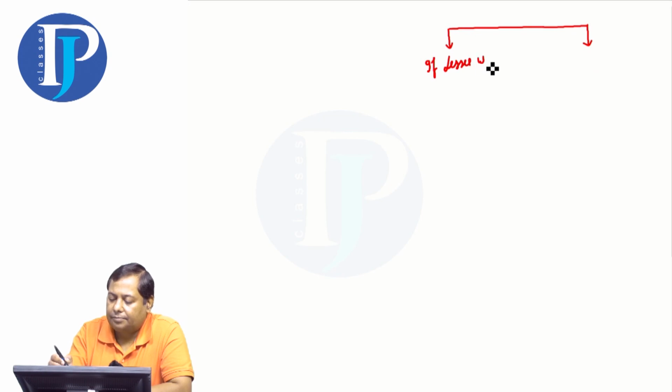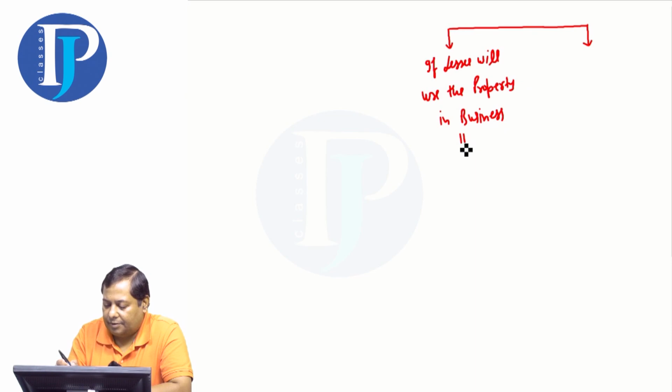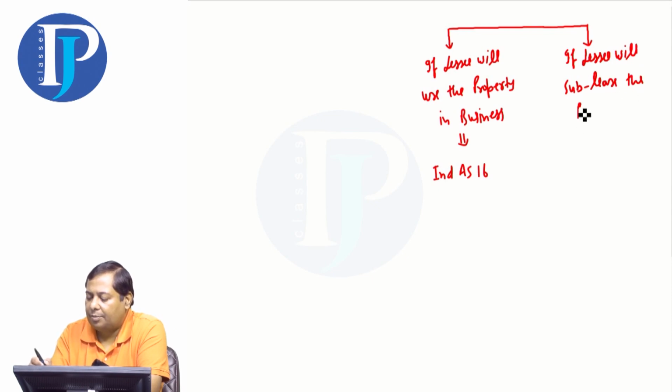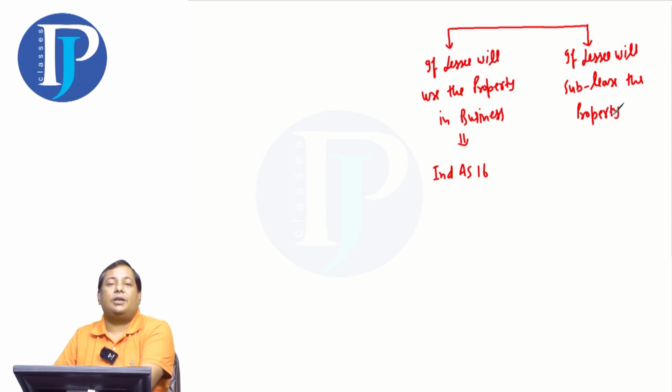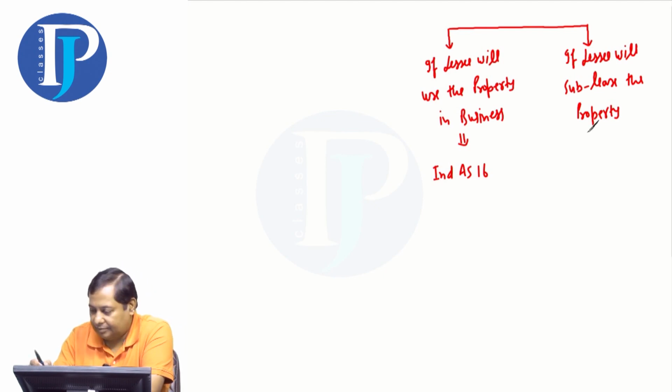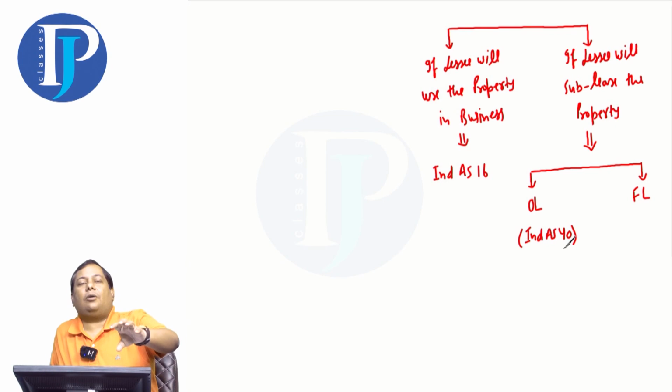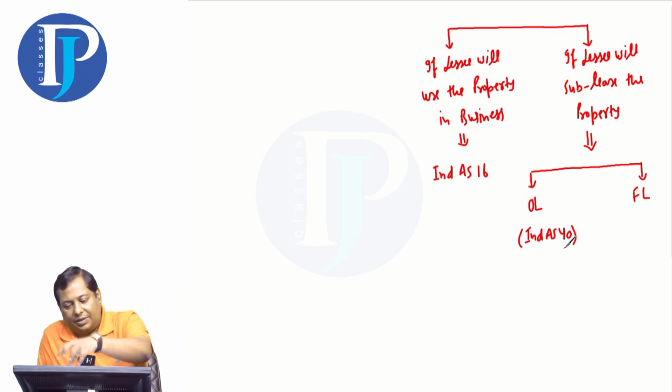If lessee will use the property in business, if he uses it in his business, then we will apply Ind AS 16. If lessee will sublease the property, what would happen if he subleases it out? If he subleases, there will be two scenarios. Either it will be an operating lease or a finance lease. If it's operating lease, Ind AS 40 will be applied. Why? In operating lease he was owner and will remain so. He won't derecognize. Property will be with him.